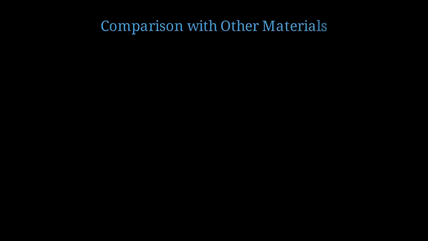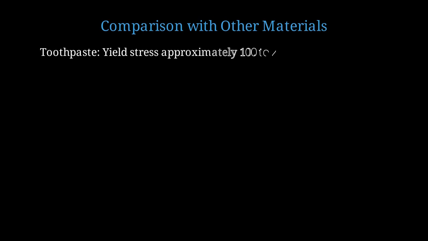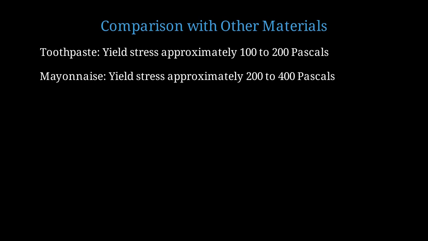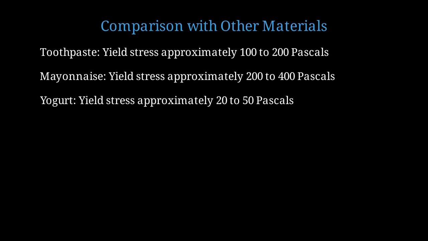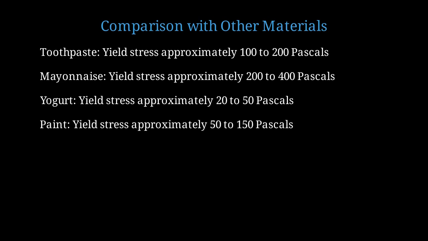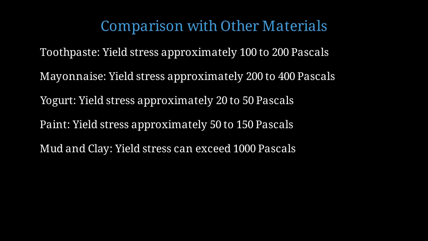To put ketchup's behavior in context, let's compare it with other yield stress fluids you encounter. Toothpaste has a yield stress of approximately 100 to 200 pascals, about 2 to 4 times higher than ketchup. Mayonnaise, being an emulsion stabilized by egg proteins, has even higher yield stress of 200 to 400 pascals.